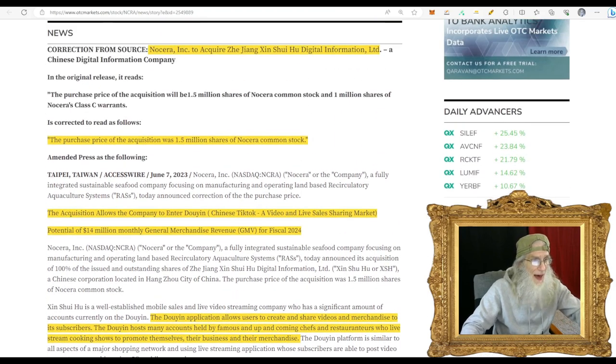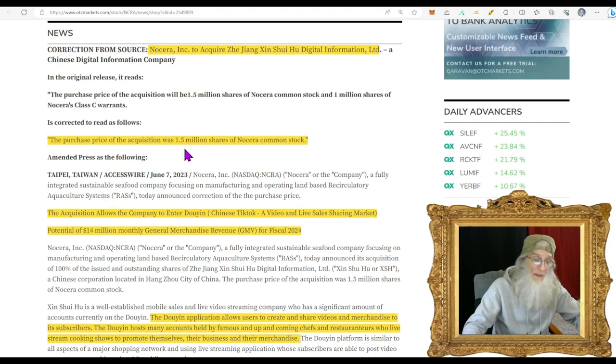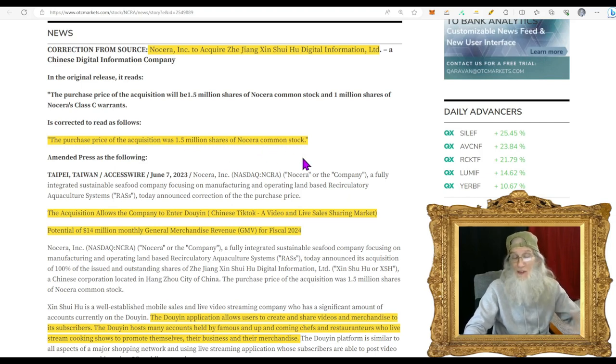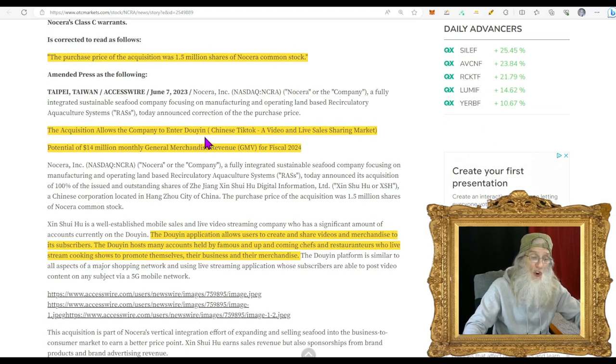They tell us here that the company is to acquire Zhejiang Jingzhu Hu Digital Information. I hope I pronounced that right. Now, this was a correction. They had the wrong purchase price in there. The purchase price was 1.5 million shares of the company stock. That's what they gave them for this company. They tell us here the acquisition allows the company to enter Douyin, which is like a Chinese TikTok. It's a video live sales sharing market. The potential will be $14 million monthly general merchandise revenue for fiscal year 2024.